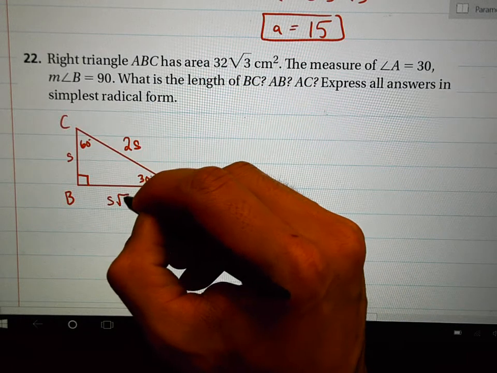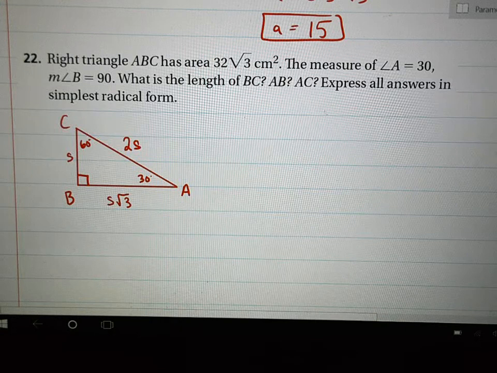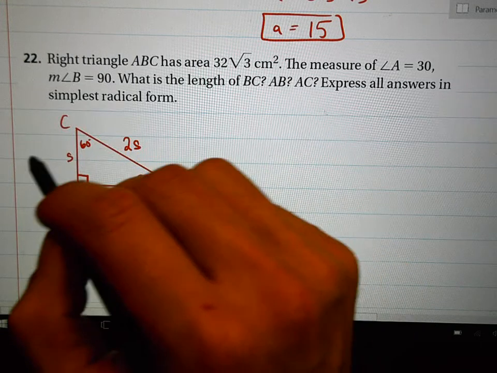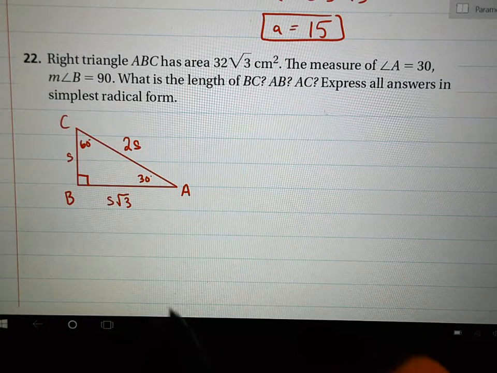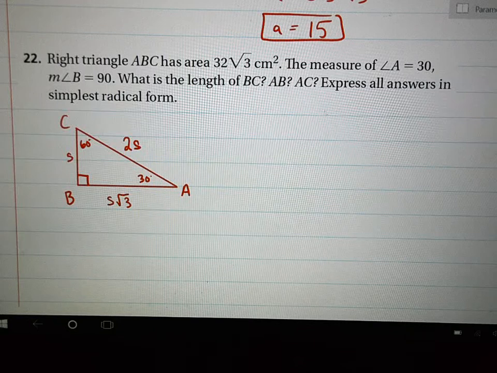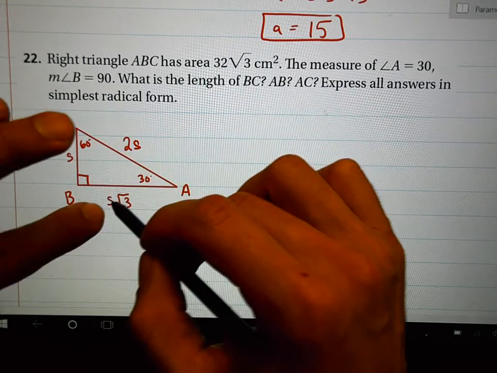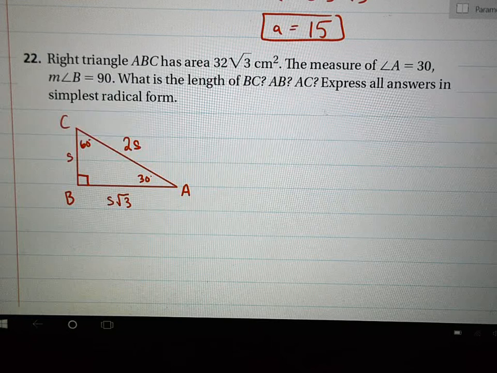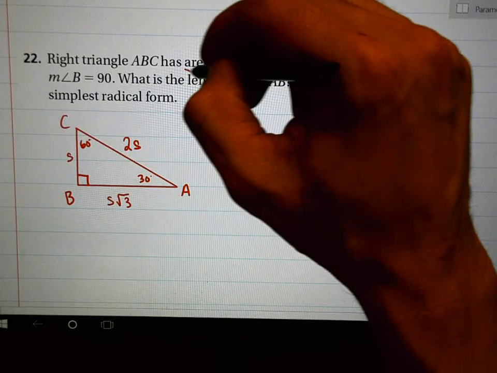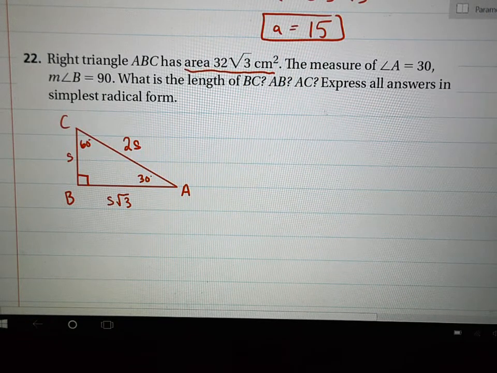The way I remember that is there are 3 different angles, so that one has to have the root 3. If there are 2 that are the same, it's root 2, because we're talking about a 45, 45, 90. This one's a 30, 60, 90. Now I have some generic S root 3, and 2S, and they give me this information. The area is 32 root 3 centimeters squared.